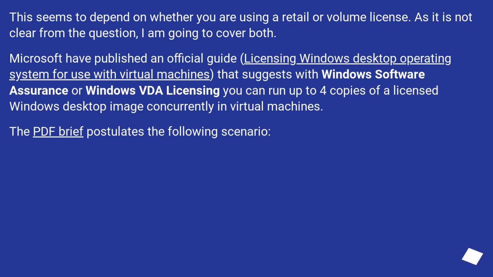This seems to depend on whether you are using a retail or volume license. As it is not clear from the question, I am going to cover both. Microsoft have published an official guide, Licensing Windows Desktop Operating System for use with virtual machines, that suggests with Windows Software Assurance or Windows VDA licensing you can run up to 4 copies of a licensed Windows desktop image concurrently in virtual machines. The PDF brief postulates the following scenario.